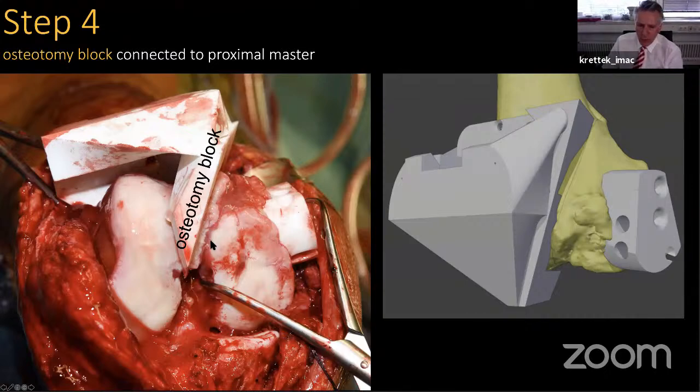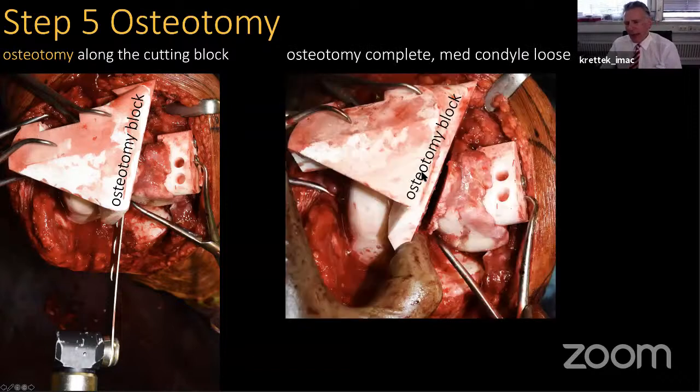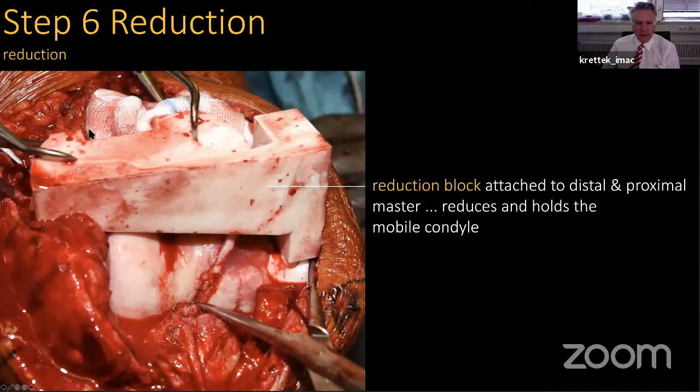This is before cutting. And then we use the oscillating saw along the osteotomy, and now we have loosened the malunited fragment, and we can manipulate it, we can shift it, we can rotate it, we can put it more distal, and this is controlled and supported with the reduction block.